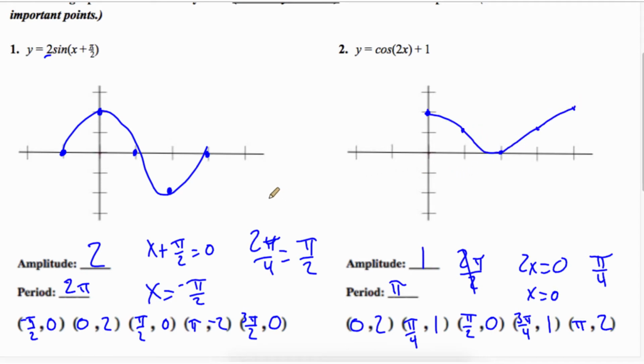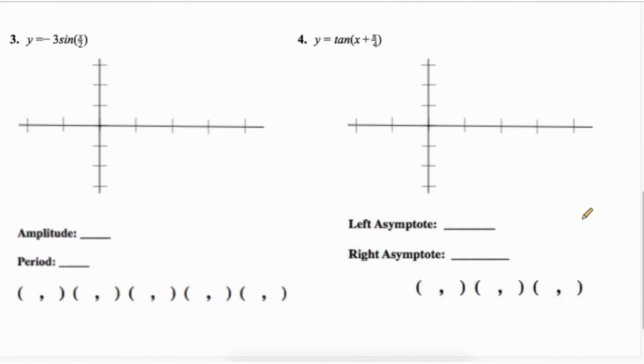So we've got our cosine curve that looks something like that. Now if we take a look at number 3, if we do the amplitude again, we're looking at the number out in front. We've got an amplitude of 3. We do have a b value on this one, so that'll affect our period.